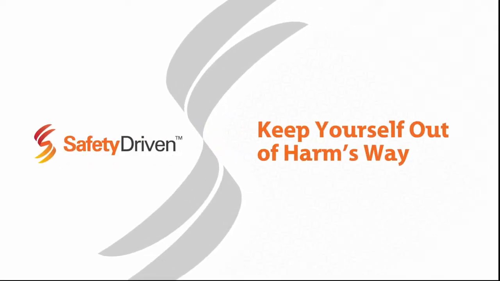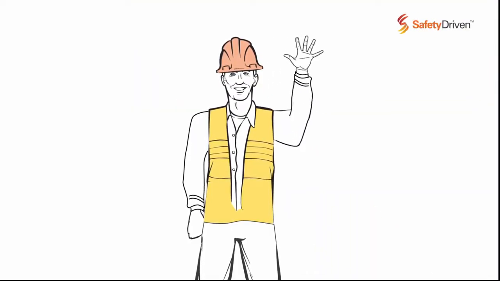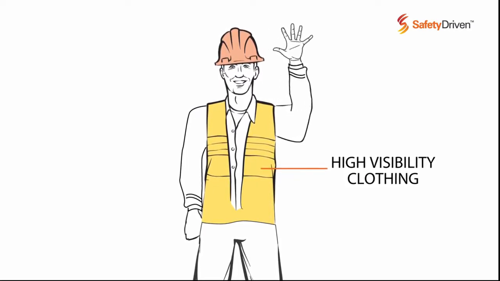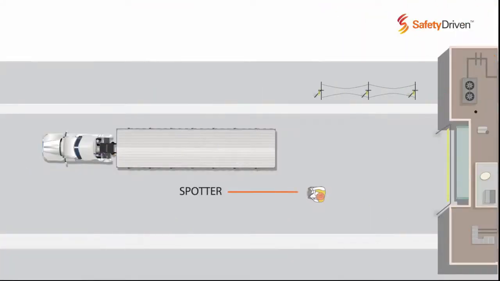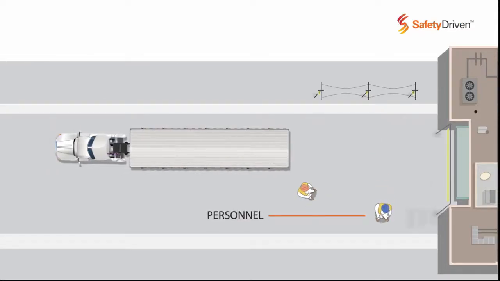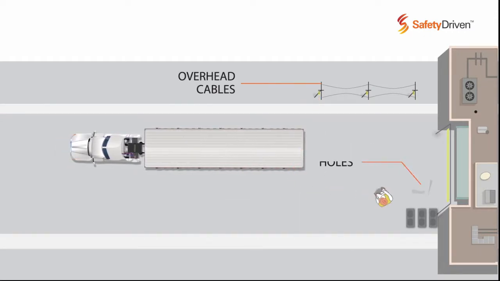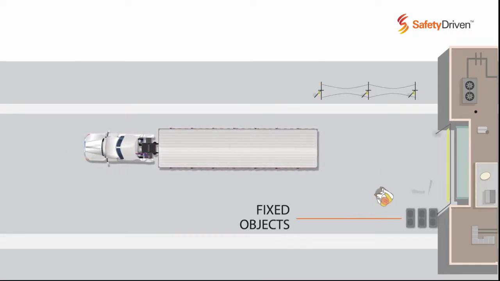Keep yourself out of harm's way. Before starting, be prepared for the responsibility of spotting by wearing high visibility clothing and take time to control or eliminate hazards. Have both the spotter and the vehicle operator review hand signals to be used and their meaning. Do a visual inspection of the desired path to identify potential hazards, such as personnel, overhead clearances, light fixtures, overhead cables, ruts and holes, and fixed objects that the spotter can be trapped against by the vehicle.